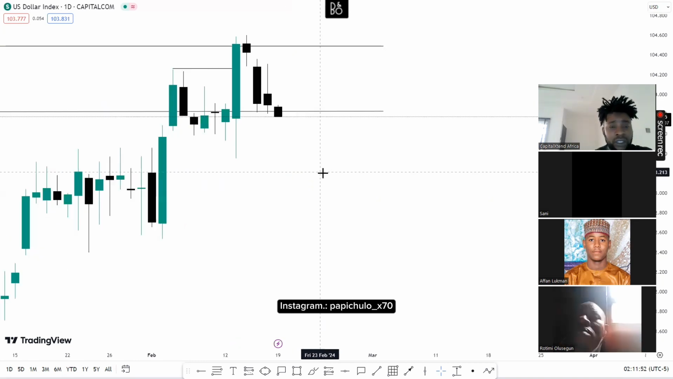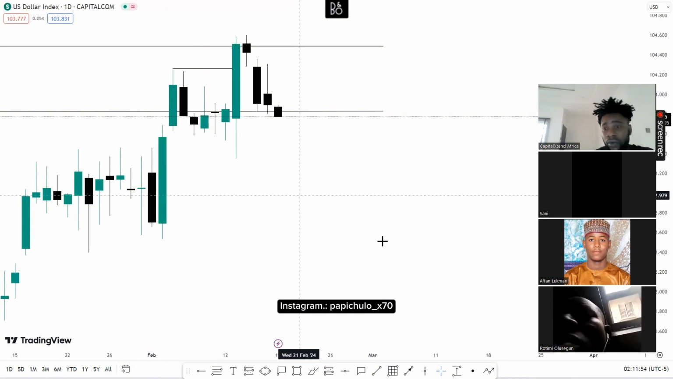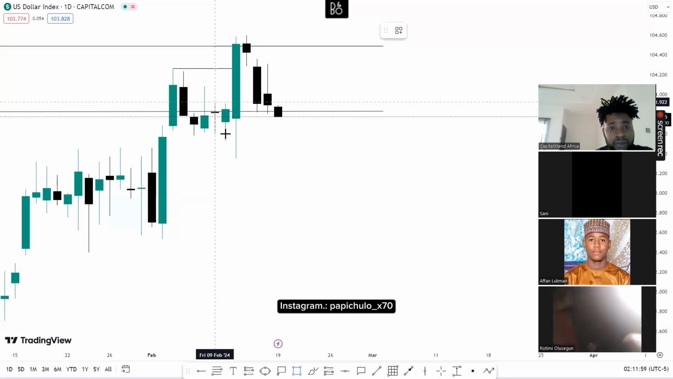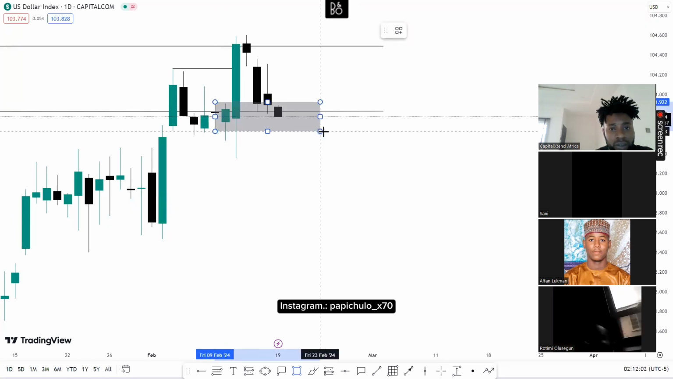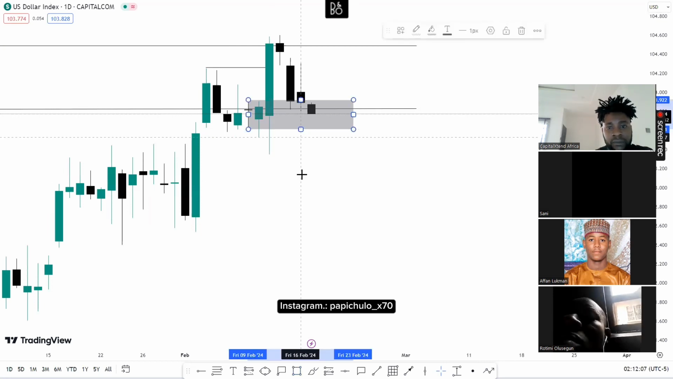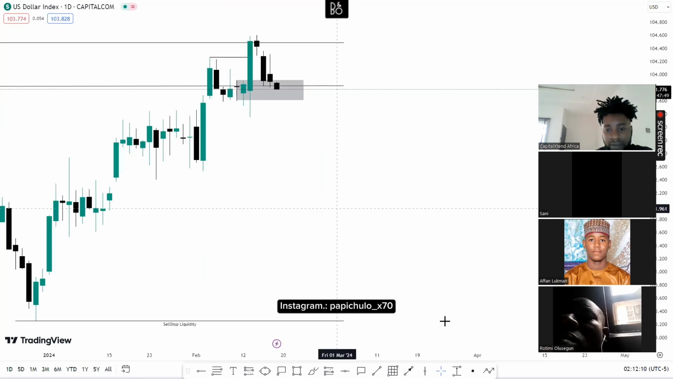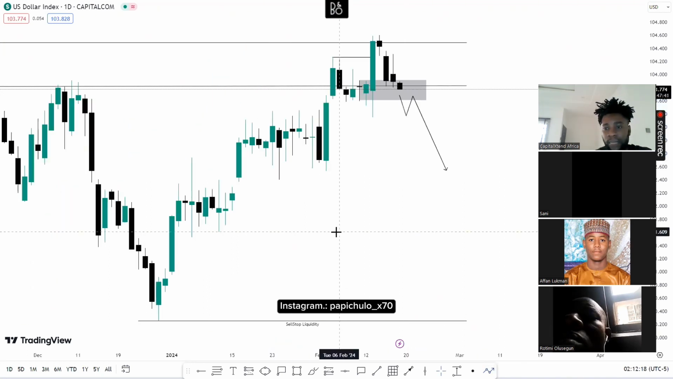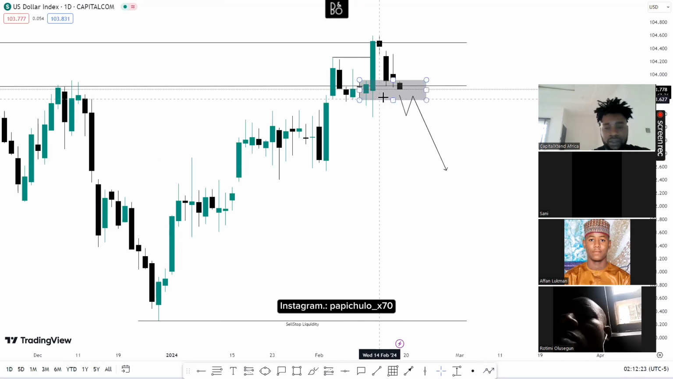So what I want to see on DXY before I take any trade will be for price to close below this breaker here. That's price giving me something like this on dollar index. This is what I'm expecting from dollar index: price closing below this breaker and probably leaving a gap there.